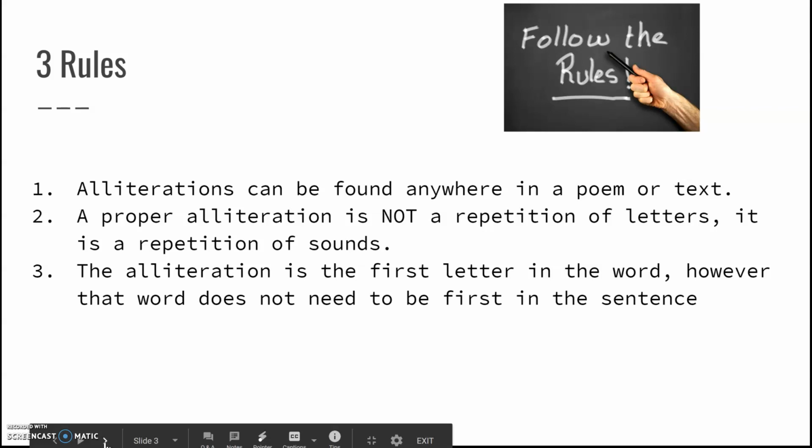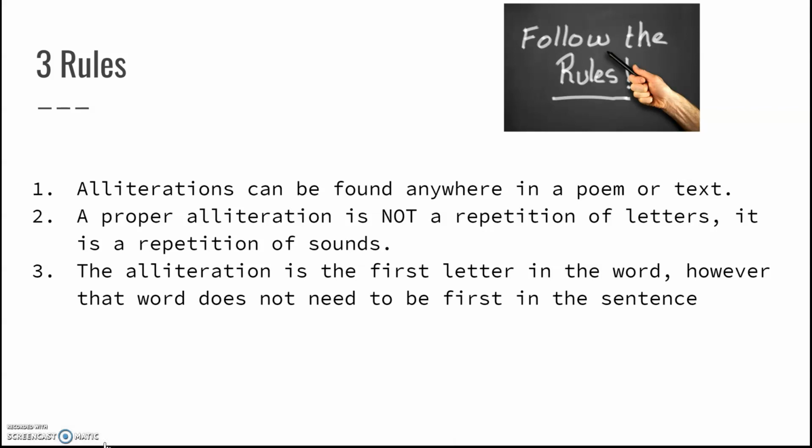So there are three big rules for alliterations. First, alliterations can be found anywhere in a poem or text. Second, a proper alliteration is not a repetition of letters, it is a repetition of sounds. And lastly, the third rule is the alliteration is the first letter in the word. However, that word does not need to be first in the sentence.